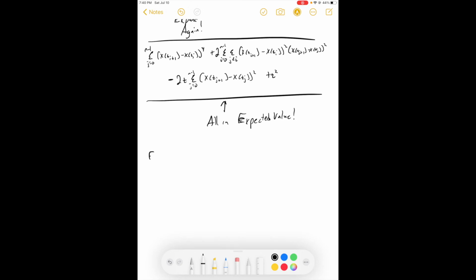And we can handle that in pieces. So our first piece here, let's do that. The expected value of the sum from j equals 0 to n minus 1 of x of t sub j plus 1 minus x of t sub j to the fourth, well, we can take that sum outside.